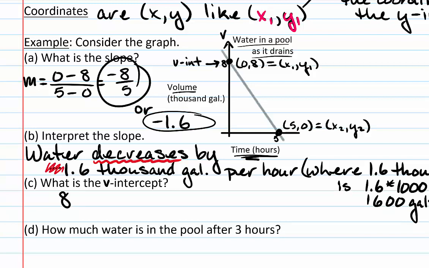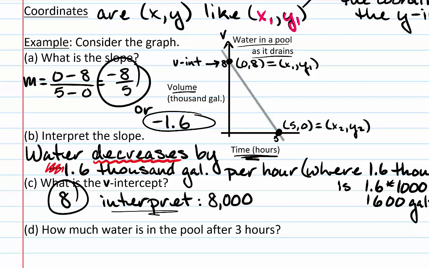So 8. If they asked you to interpret it, which they didn't, but if you had to interpret it, you would need to use 8,000. If they just asked for the v-intercept, that's just a mathematical thing. It's the number 8. But if you had to interpret it, then you need to make sure that you use the real life values. That 8 is in thousands of gallons.